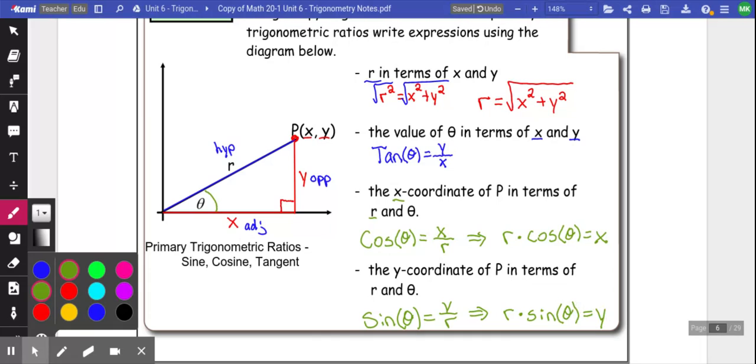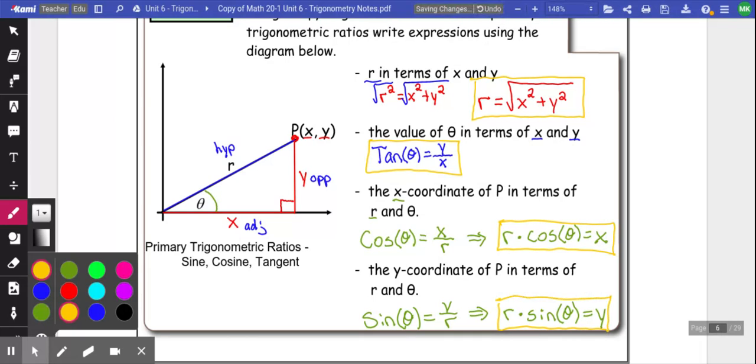Now, technically, what we've just done is we've created a bunch of formulas to be able to find things. We created one formula up here to be able to find the distance from the origin to our point. We did this formula here, which would help us find theta. We did this formula here, which would help us find our x coordinate of a point. And we did this formula here that would help us find your y coordinate of a point.